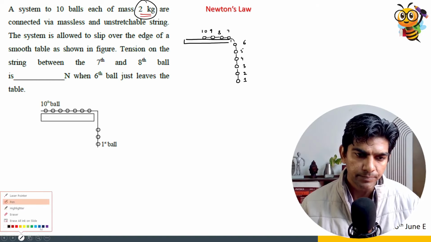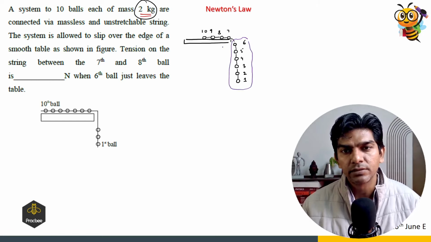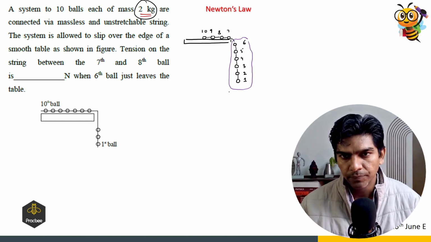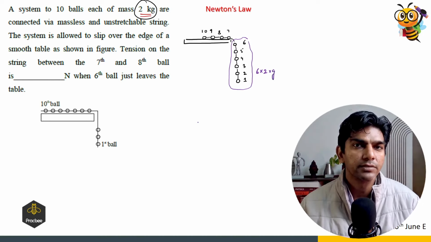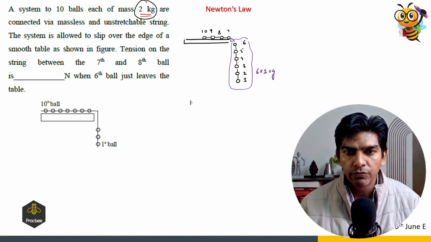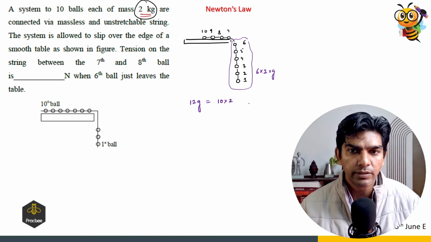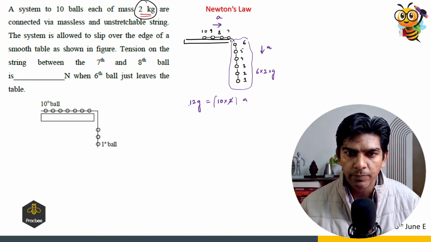So what is happening in this case? The weight of this portion is producing acceleration in this entire system along the string, right? So we can say what is the weight of this portion. It will be 6 times mass of one ball times g, right? So that is the weight. So we can say 12g is responsible for acceleration in this entire system. So it will be 10 times 2, that is the mass of the entire system, times the acceleration. So it means these 6 balls are going down and these 4 balls are going in the right direction with an acceleration a. So from this it comes out to be 0.6 g. So that is the acceleration.